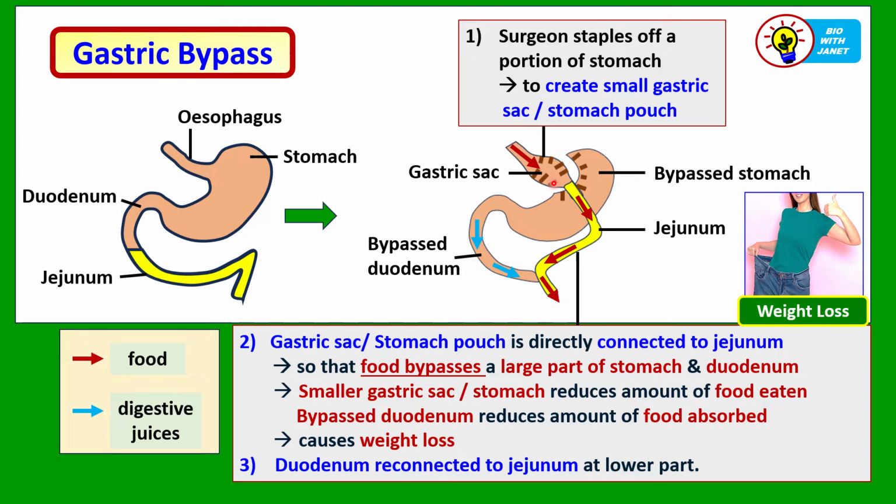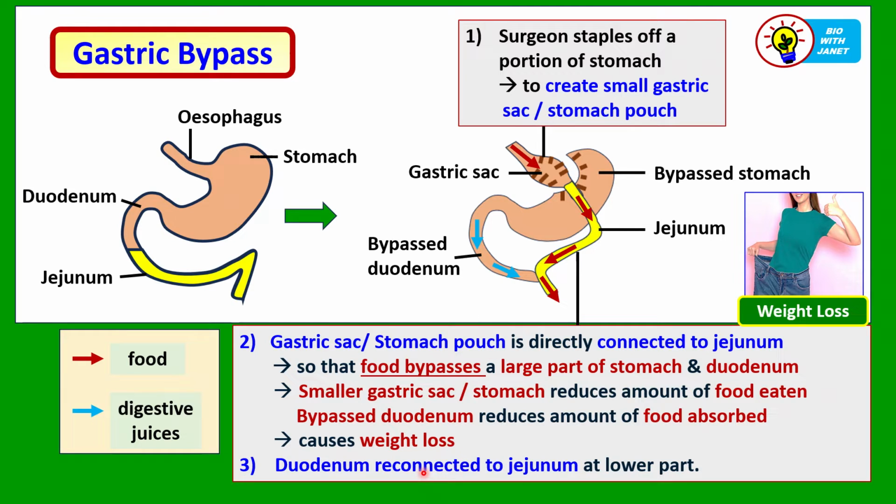And then the bypassed duodenum, and because there's a bypassed stomach, it will reduce the amount of digestion of food, and the bypassed duodenum will also reduce the amount of food digested and absorbed. Okay, and this will cause weight loss. So there are three ways to lose weight here. First of all, a smaller stomach, so less intake of food. Secondly, bypassing the stomach and duodenum means that there's less digestion of food, less absorption of food. Okay, so this will lead to weight loss.